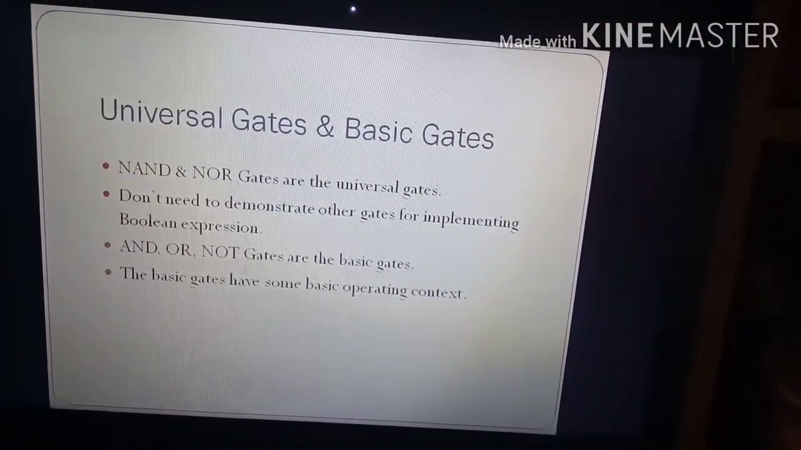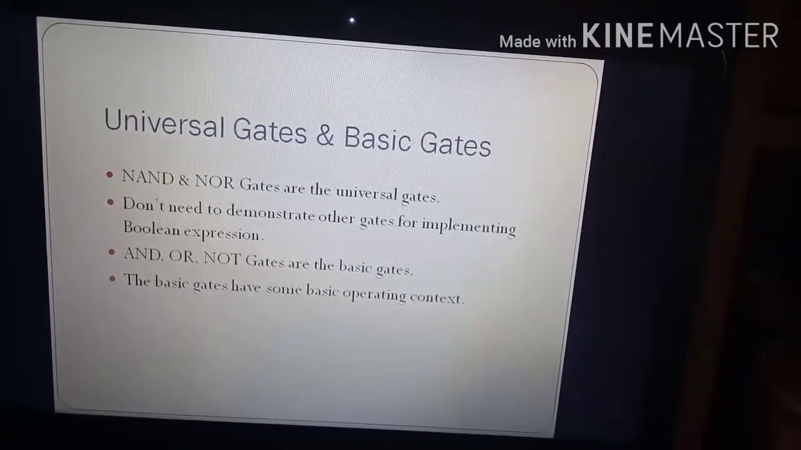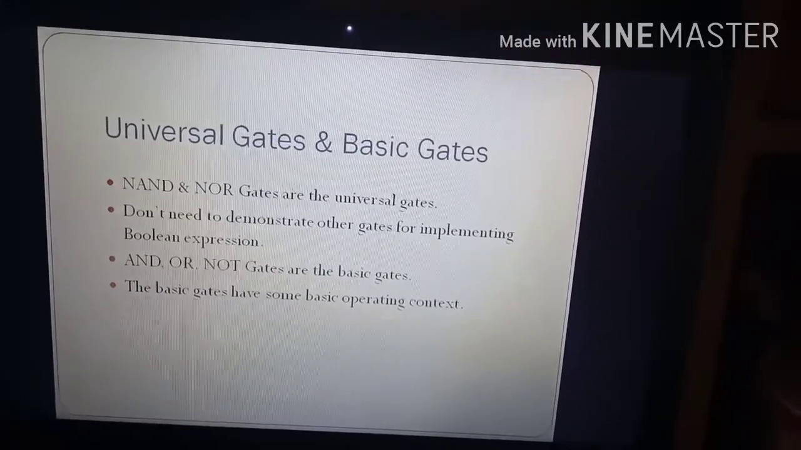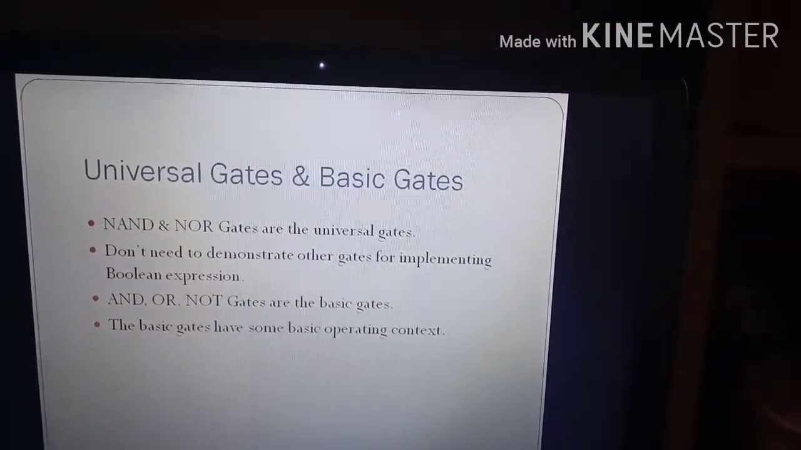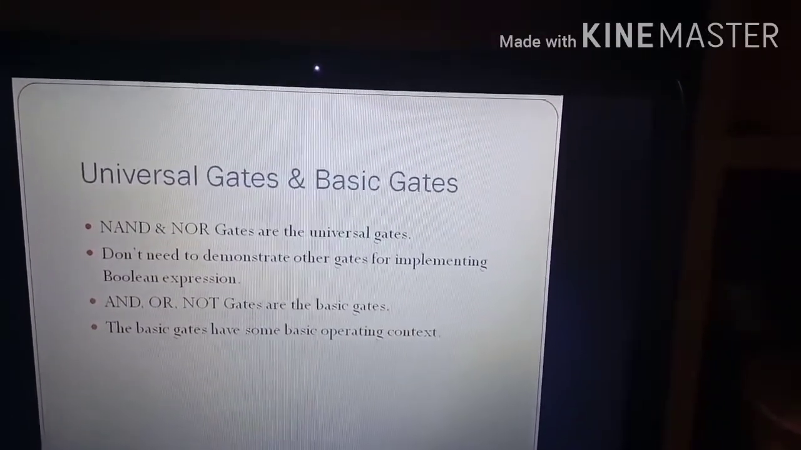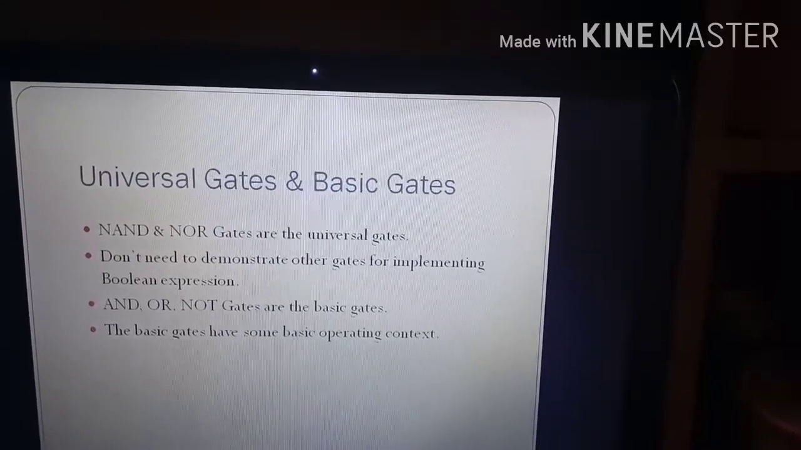Universal gates are such type of gates that can implement Boolean expressions without needing help from other gates, and this type of gate can act independently. NAND gate and NOR gate are the two universal gates.